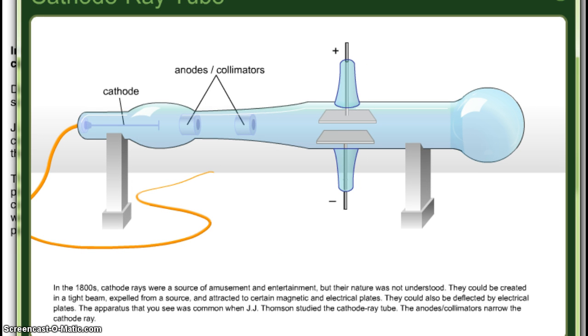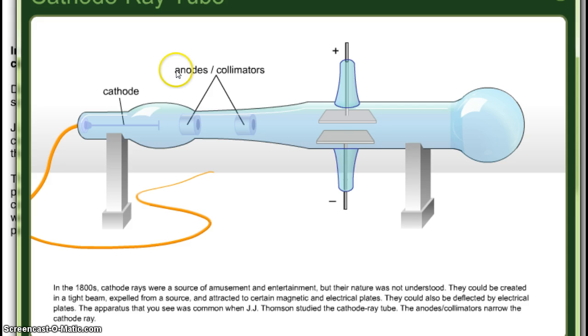In the 1800s, cathode rays were a source of amusement and entertainment, but their nature was not understood. They could be created in a tight beam expelled from a source and attracted to certain magnetic and electrical plates. They could also be deflected by electrical plates. The apparatus that you see was common when J.J. Thomson studied the cathode ray tube. The anodes narrow the cathode ray.